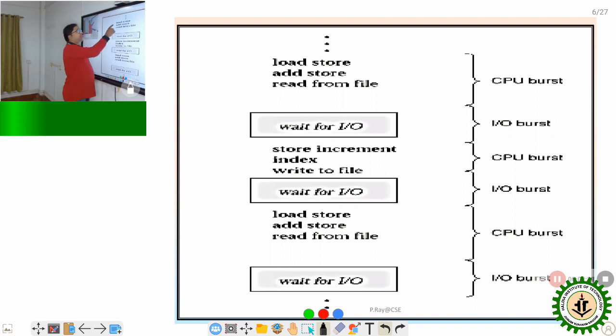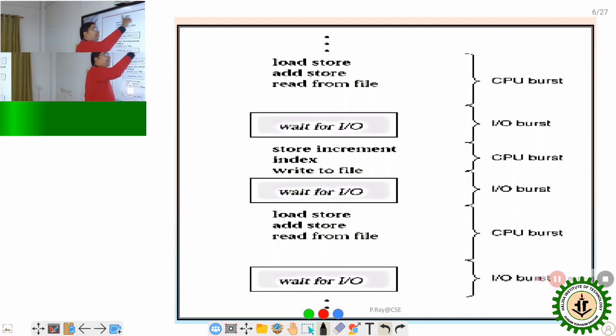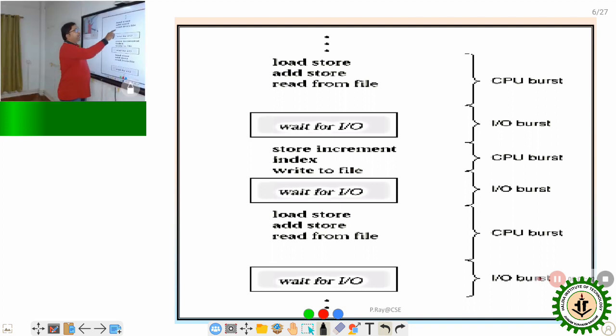Suppose, for example, the instructions load, store, add, store, read from file. These instructions are executed right now, going through the CPU, and we call this a CPU burst. Now, read from file, look here, this means the process needs to do some IO operation. So after that, wait for IO, we call this an IO burst.